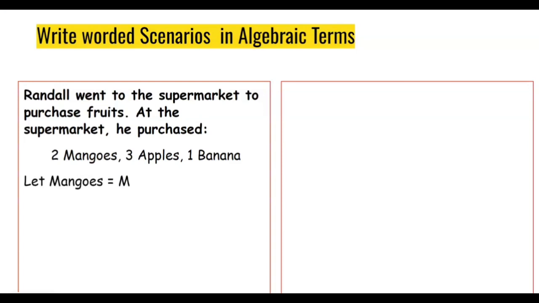Okay, so I'm going to let M equal mangoes. I'm going to let P equal apples. Let X equal bananas. With that being said, he would have purchased 2M or 2 mangoes plus 3P, 3 apples, plus X, which is 1 banana.